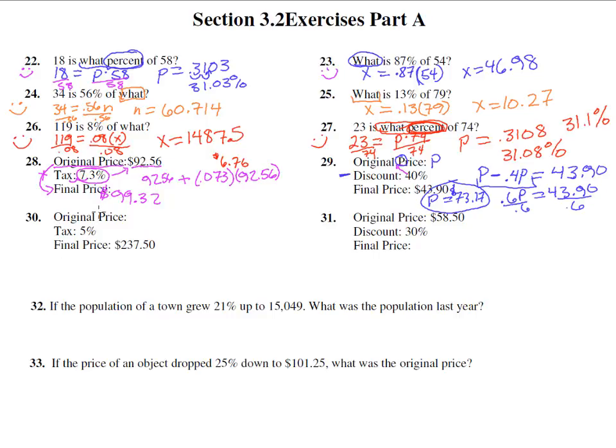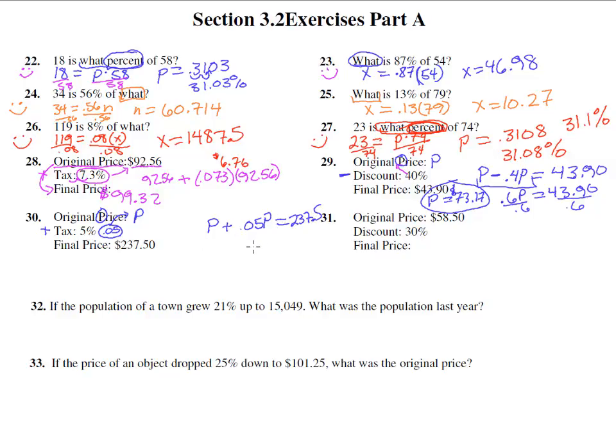So number 30. They do not give us the original price again, so we need to use algebra and put a P there. This is a tax, which means it's being added. And 5% as a decimal is 0.05. So we need to take 5% of the original price, 0.05 of the original price, and it gets added to the original price to equal the 237.50. Alrighty, that's good. We have an equation. We know how to do that.